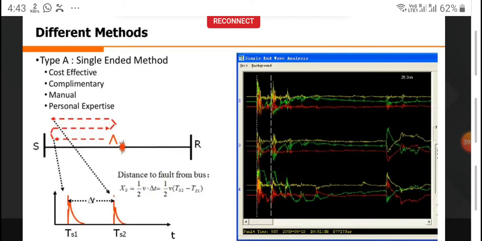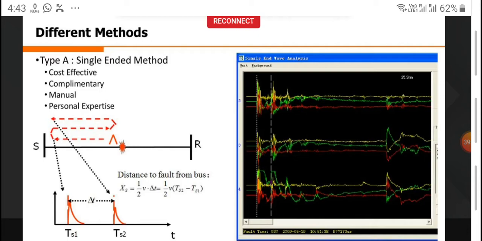Yeah. Now, this is the method that we saw earlier, the type A method, the single-ended method. This is a method which is very, very easy. Here you put your traveling wave system at one end. Suppose I put it at the S end. Now, whenever there is a fault, because you have only one data acquisition system, the wave will be traveling to both ends, but you will only have one end to capture it.